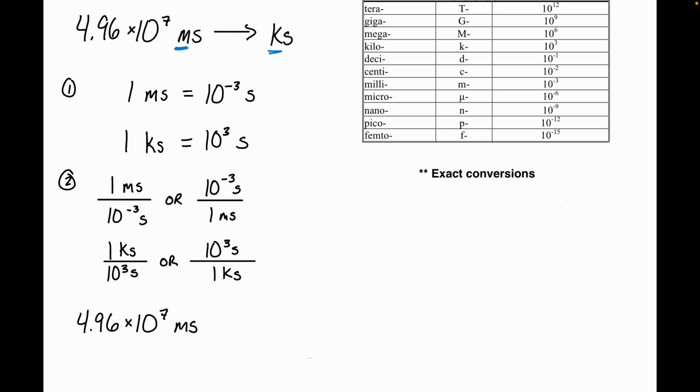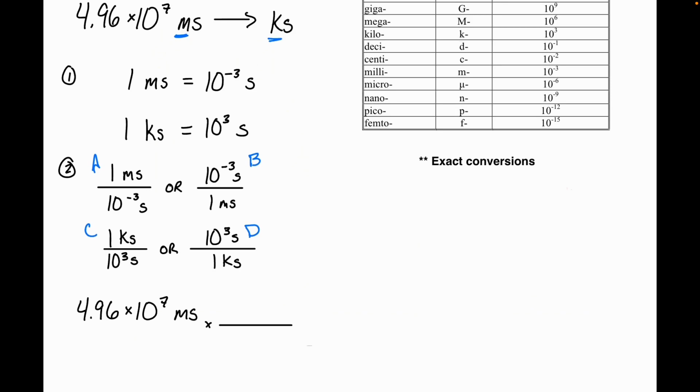So for this first step here, which one of these conversion factors, let's just label these here: A, B, C, or D. Everybody take a second and tell me what I should put over here next. What's my next step here? A, B, C, or D? B, because that'll cancel out my milliseconds here. So 10 to the negative 3 seconds over 1 millisecond.